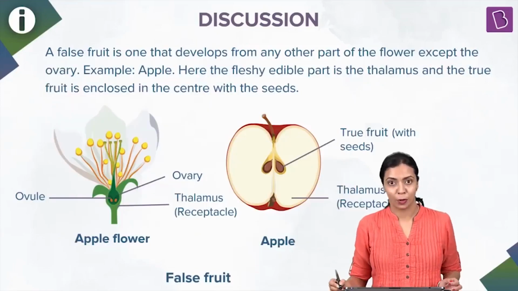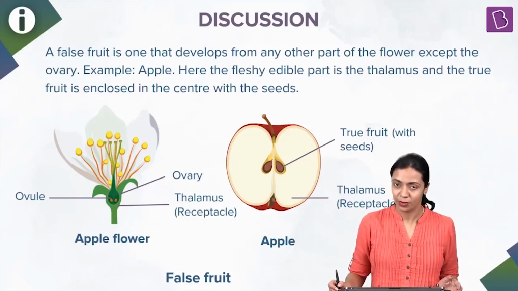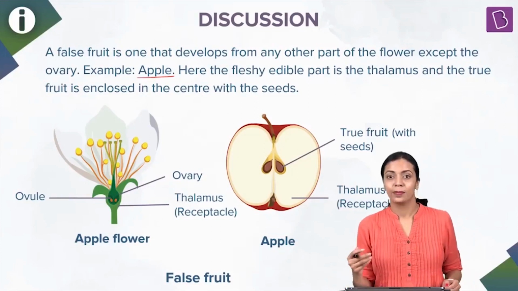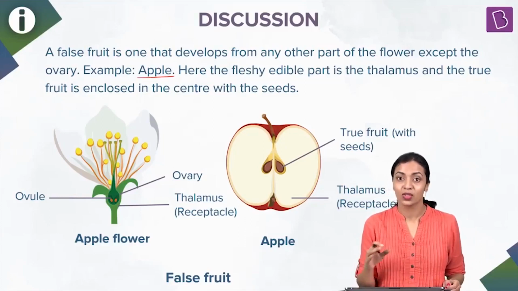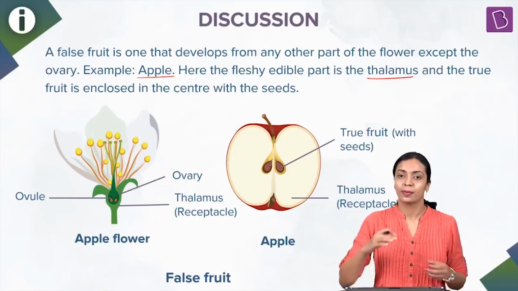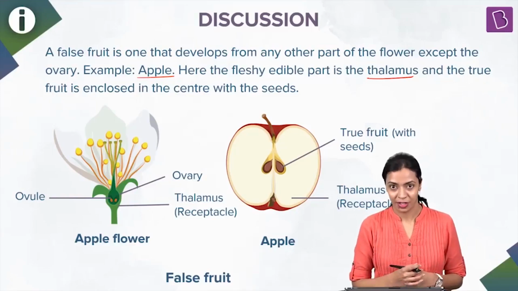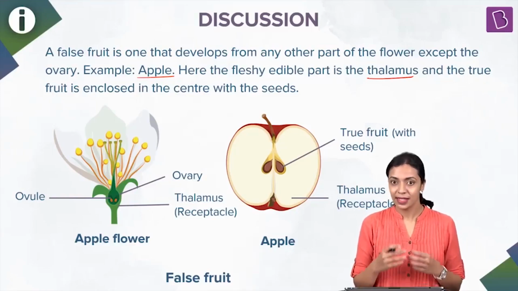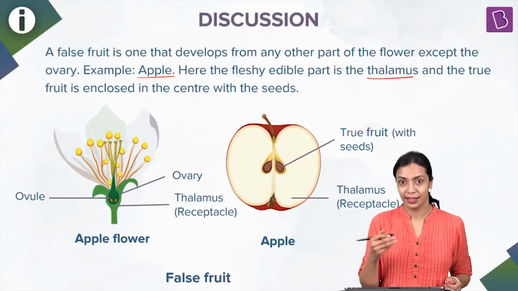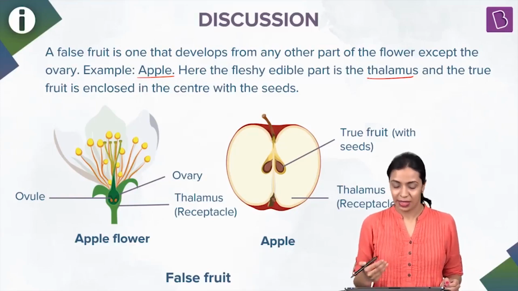Second, we had false fruit. False fruit is any fruit that develops from any part of the flower other than the ovary. One example for this is apple. In apple, the part that is edible, the part that we consume, is not the ovary, but it is the thalamus. The thalamus or the receptacle is the part that is broad, and it is that part on which the other floral whorls are arranged, correct? So here, this thalamus part of the flower will become fleshy. So since this fruit is not developing from the ovary but the thalamus, it is known as the false fruit.